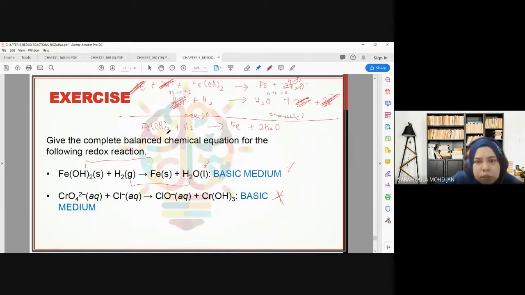Fe(OH)2 tambah H2, hasil dia Fe tambah, ini H2O, yang ni pun H2O, tambah 2H2O. Okay, double check the answer. 0, 0, 0, 0. Charge. Okay, ini. Okay. Tapi dalam equation ni, tak ada pula H plusnya. Okay. So tak ada H plus. Pelik juga saya ni. Ke ada something wrong with this question ya? Ada yang ternampak tak dekat mana? Ada kesilapan ke dekat atas?